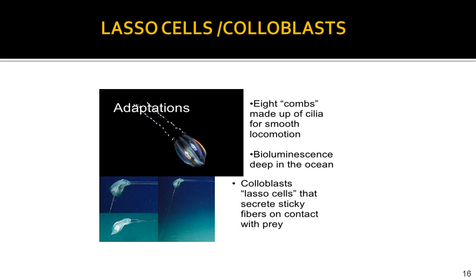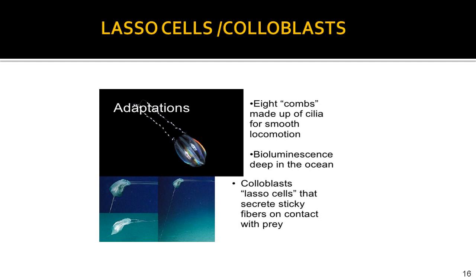The next very specific character of this phylum is lasso cells, or colloblasts. In phylum Cnidaria we said there are cnidocytes or cnidoblasts, which are stinging cells, right? Instead of those cells, phylum Ctenophora consists of specialized cells known as lasso cells or colloblasts. Okay, and this also will be asked as either a 2 mark or 1 mark question.